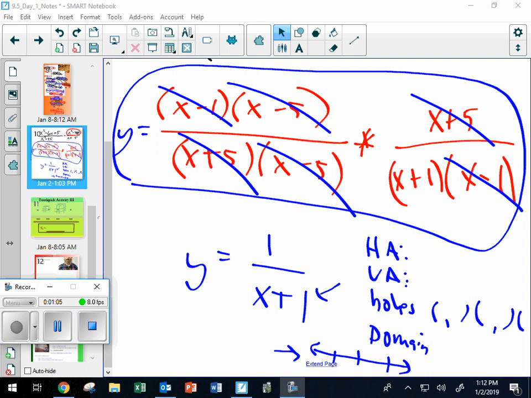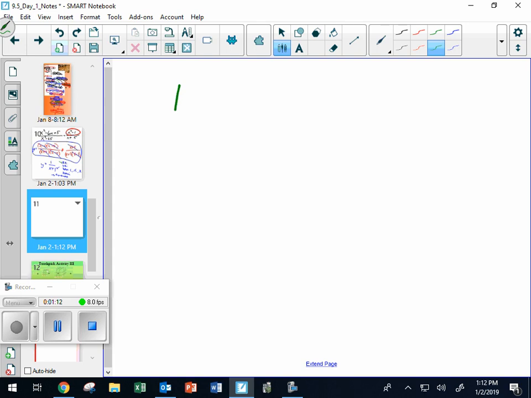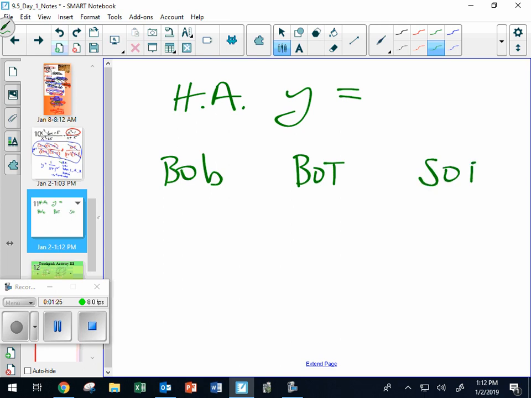There's 3 kinds, and I'm going to go on the other screen and show you. For horizontal asymptotes, those are y equals things. I like to start with BOB usually: bigger on bottom, bigger on top, or same on both. And it's about the degree it has. If it's a BOB, it's a y equals 0 almost every time. Unless what? There's something on the outside, yes.